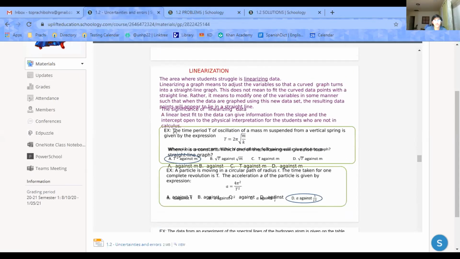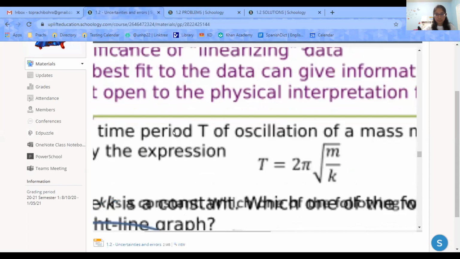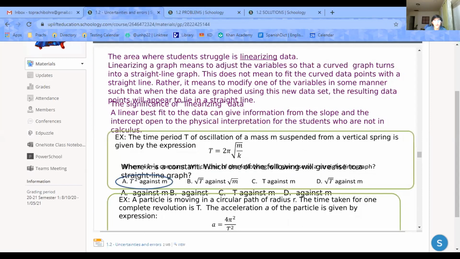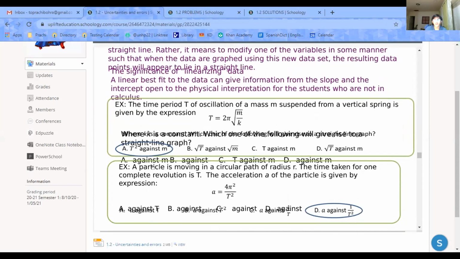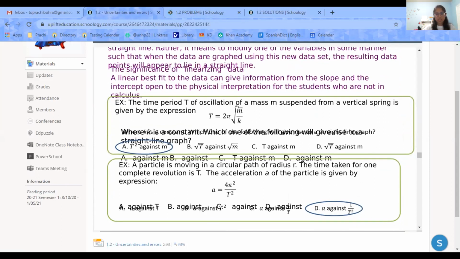I think the answer choices were a little bit different. It's right here. So what we said was your constant would be 2 pi over root k, and then essentially that's t equals some constant times root m, right? Yeah. So that's why the answer there. You have to get m on its own, like there needs to be a constant in front of it.